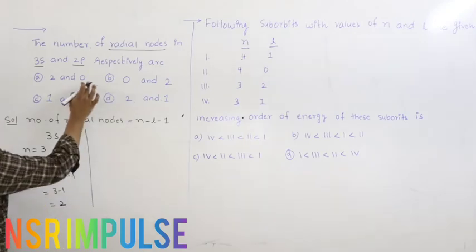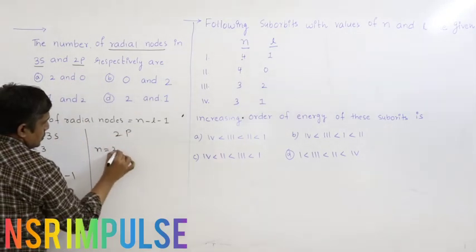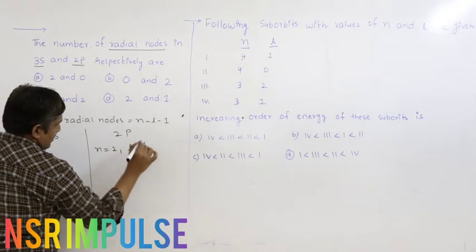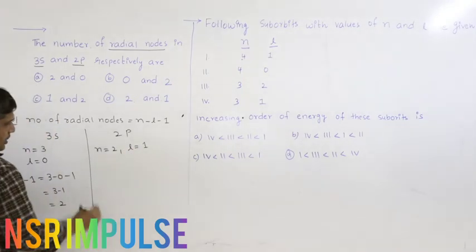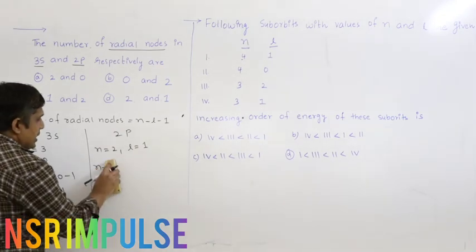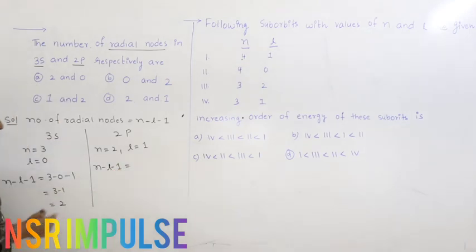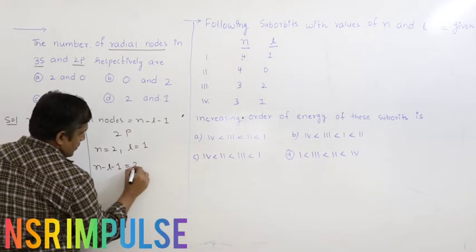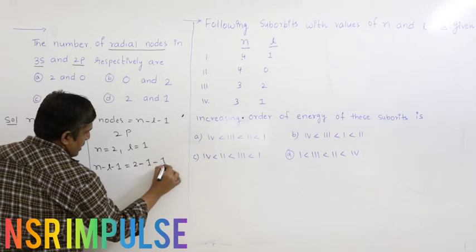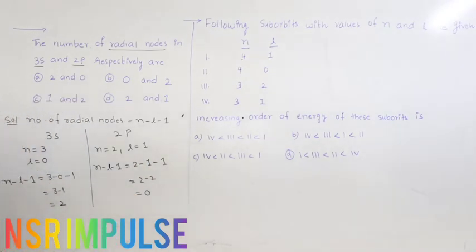Next, for the 2p orbital, n equal to 2, l equal to 1. So n minus l minus 1 is 2 minus 1 minus 1, so 2 minus 2 equals 0. So your answer is 2 and 0.